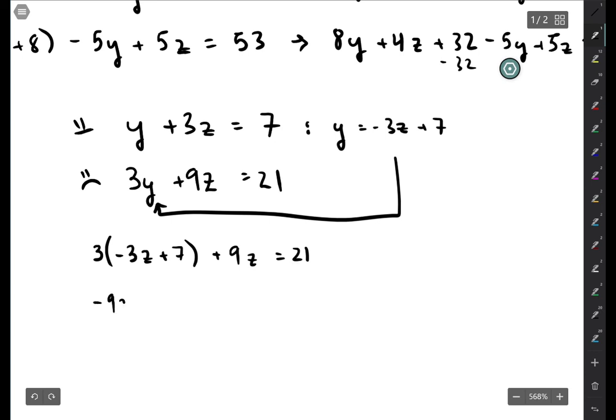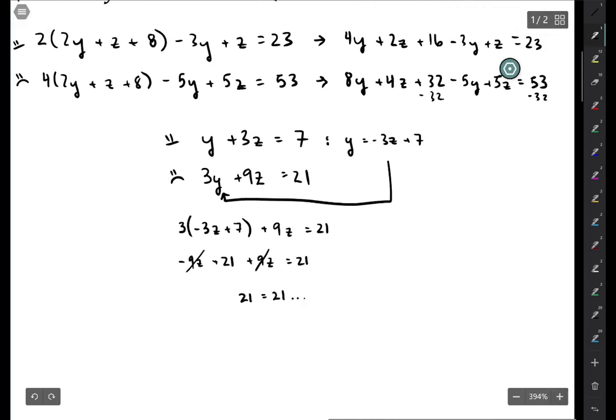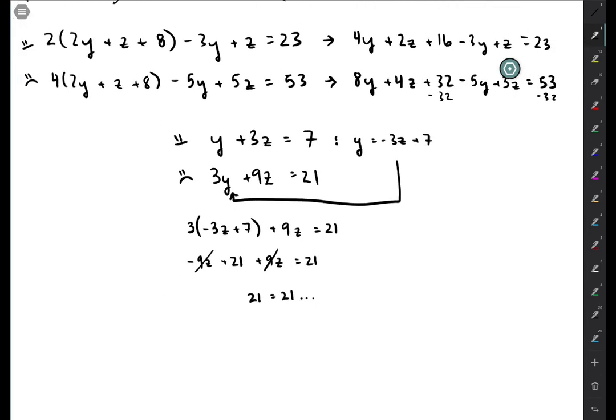Negative 9z plus 21 plus 9z equals 21. What do we get here? Whoa, 9 and negative 9 cancel. 21 equals 21. What we just found is that this is a scenario that's always true. Here's an example of infinite solutions.